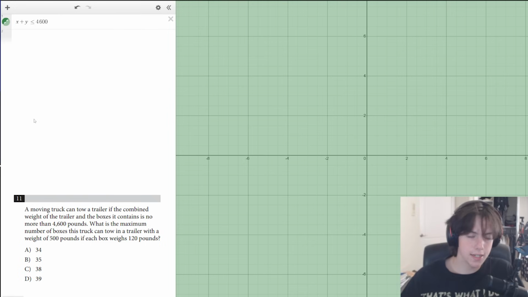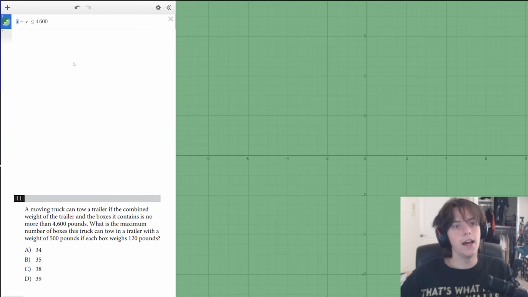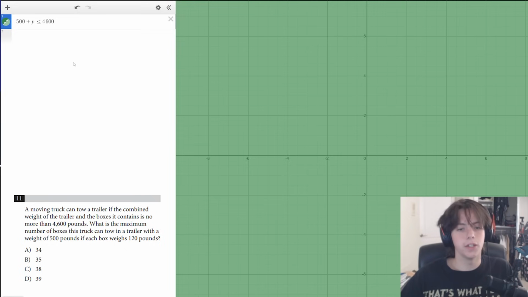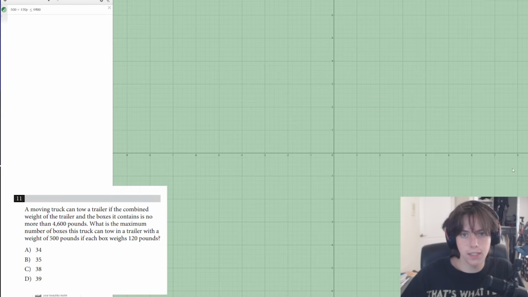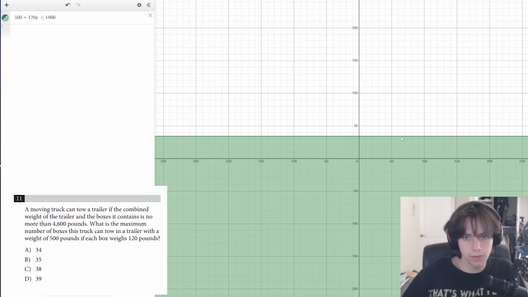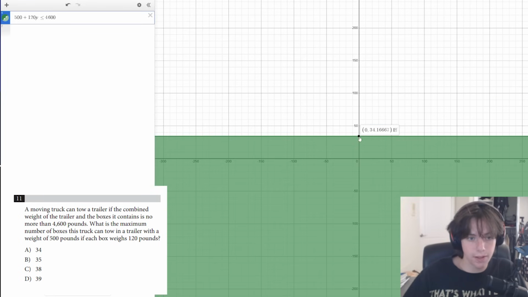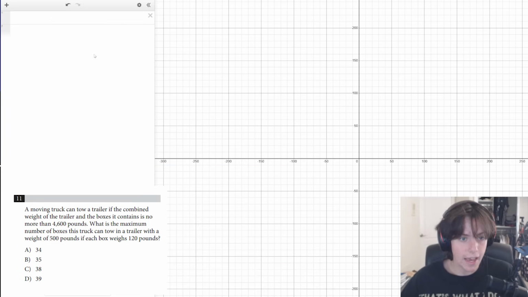So in this case, our x is, let's say, our trailer. So instead of x, it would be 500. And instead of y being the total weight, it would just be each box. So since we know each box is 120, it would be 120y. And zooming out, we see that the maximum value of y that works would be, I think, 34.1667. So we know that 35 doesn't work. It would be too much. So we know that the highest value that does work would be 34. So our answer is A.